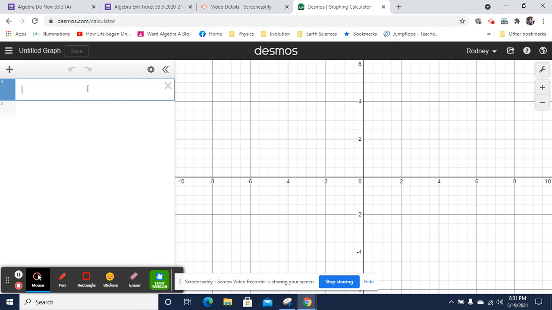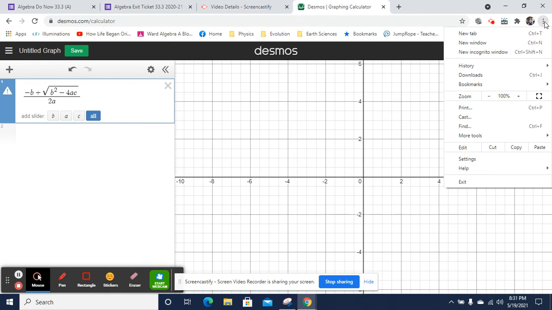And of course, the quadratic formula is, I'll put this in parentheses to begin with, negative b plus or minus, I'm just going to do the plus version first, the square root of b squared minus 4ac, and that's all over 2a. And now I don't need the parentheses anymore. Let me make that a little bigger so you can see better.